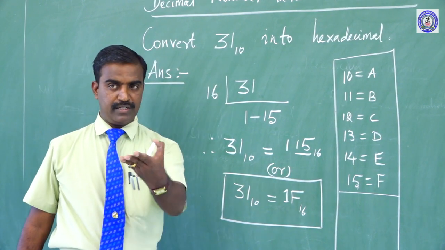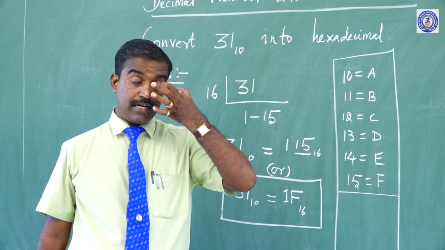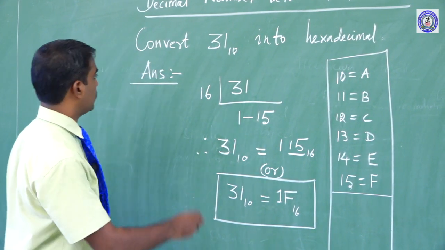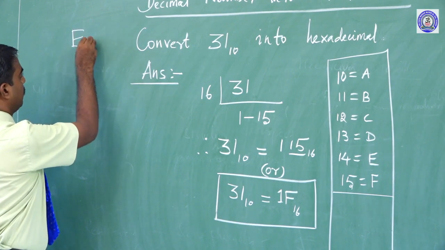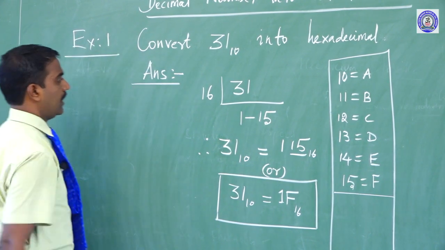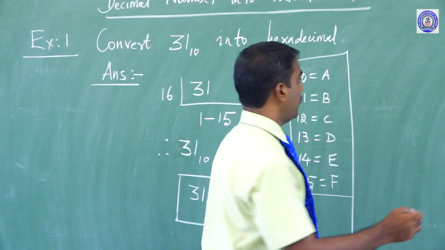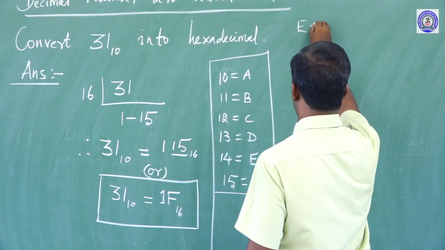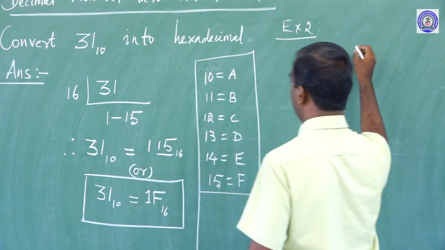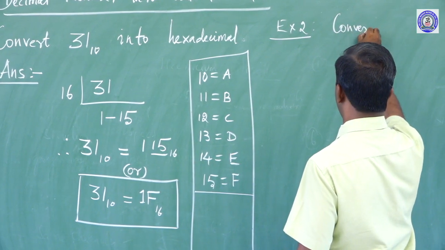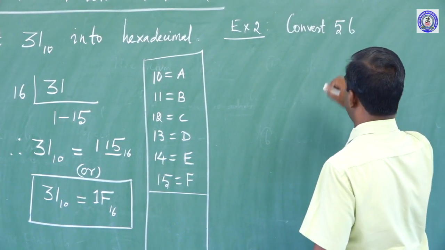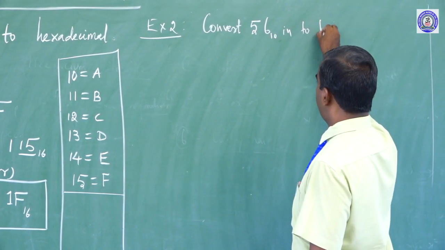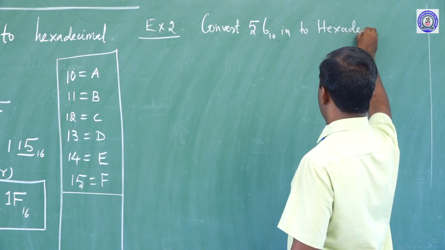You say any one number, Sanjay, and I will convert that number into hexadecimal. Okay, come on, you say any one decimal number. This is exercise number 1. Example number 1. You say another number. 56. So the given value here, example 2: convert 56 base 10 into hexadecimal.